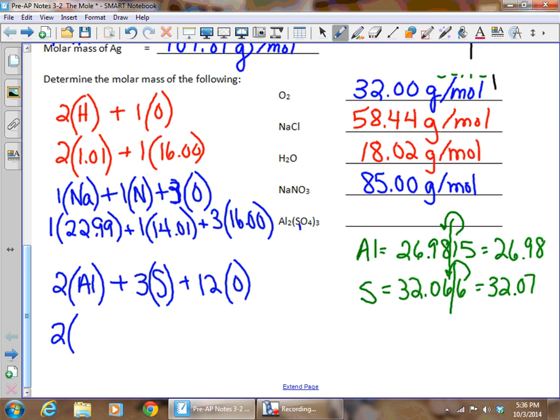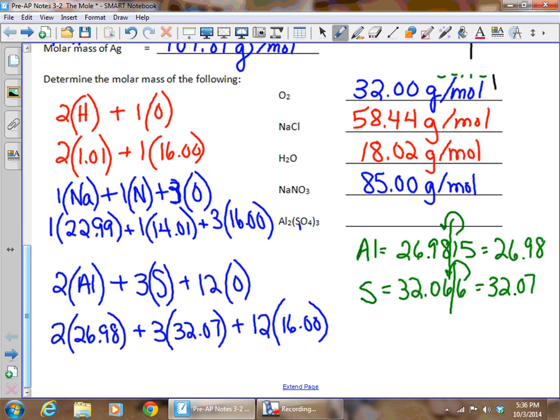So now we see we have 2 times 26.98, and we're going to plug it in the calculator just like this, plus 3 times 32.07, plus 12 times 16.00. And if you did this correctly, you should end up with 342.17 grams per mole.